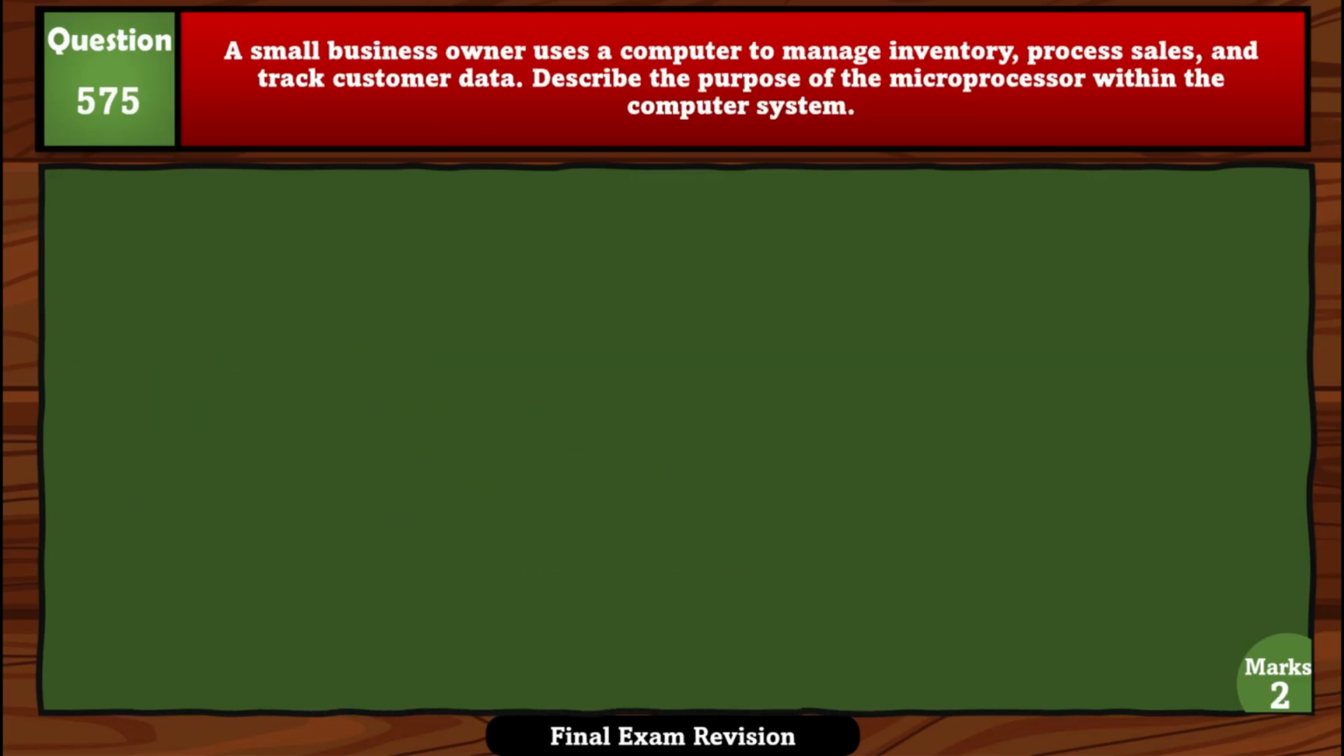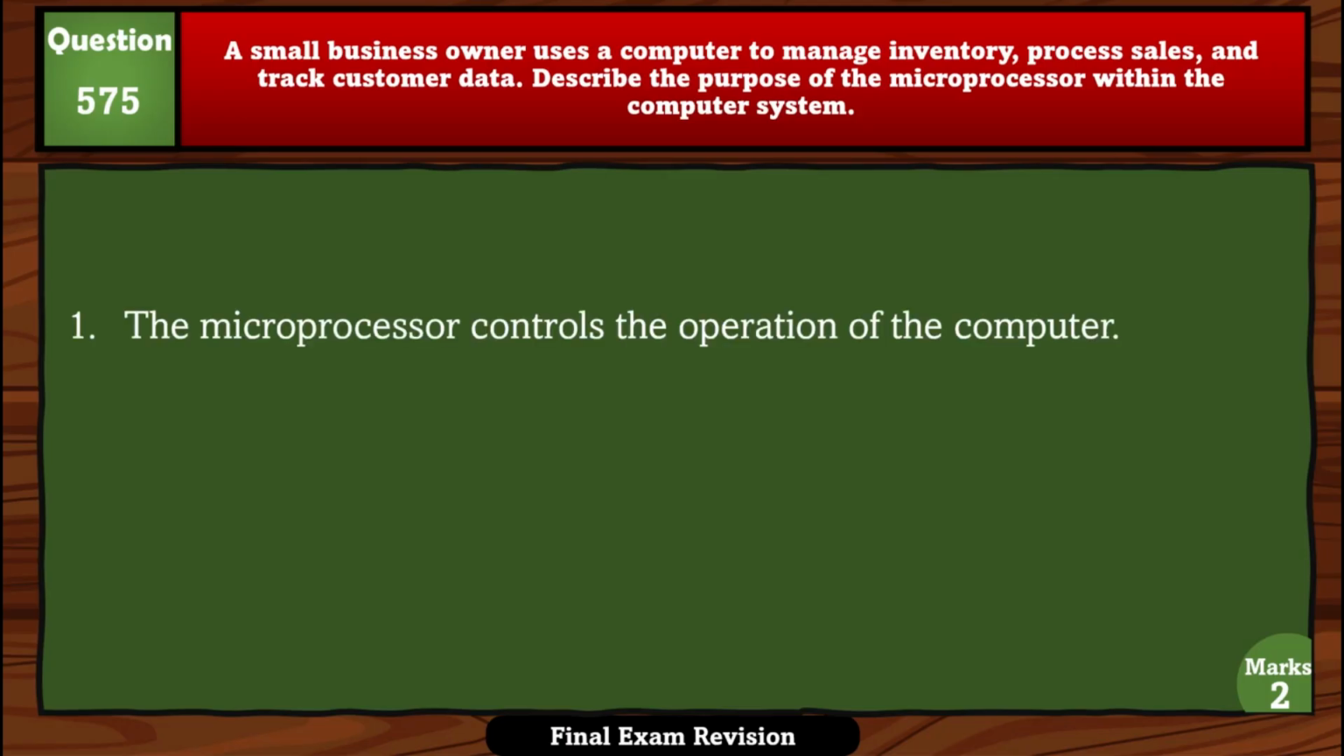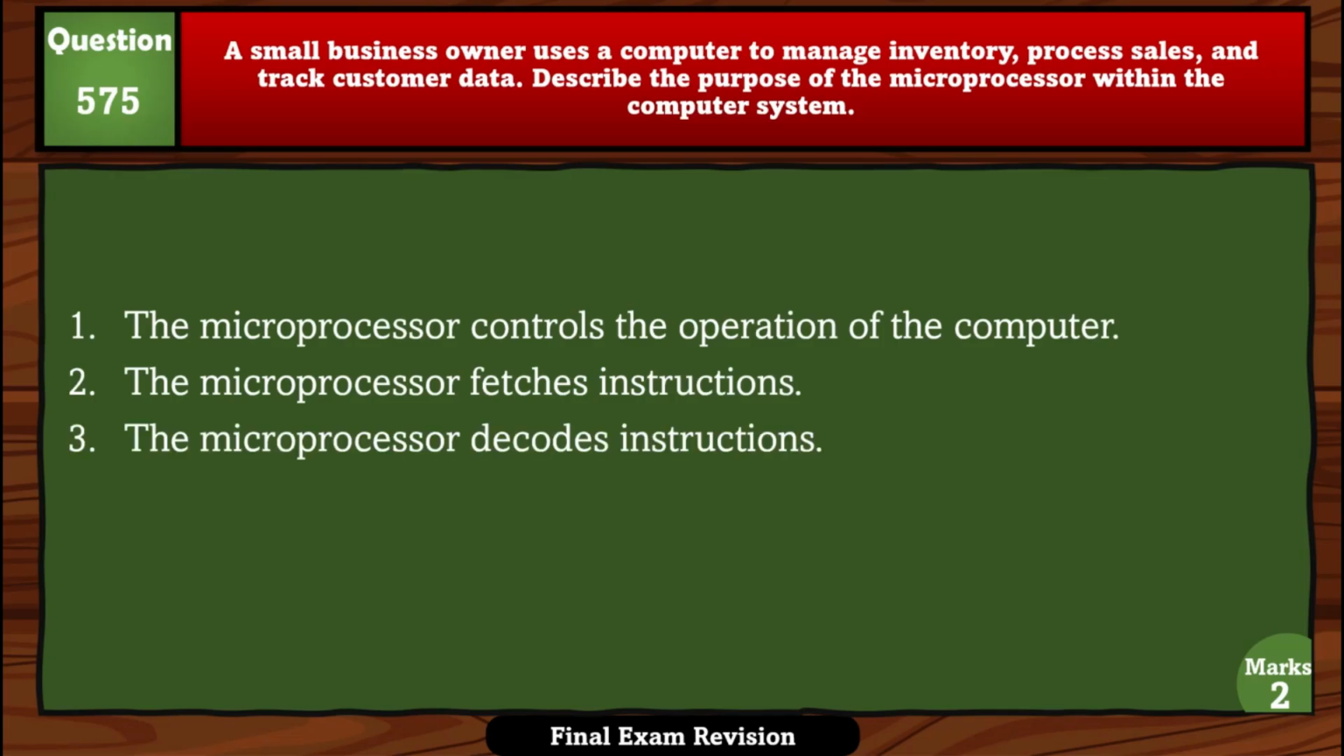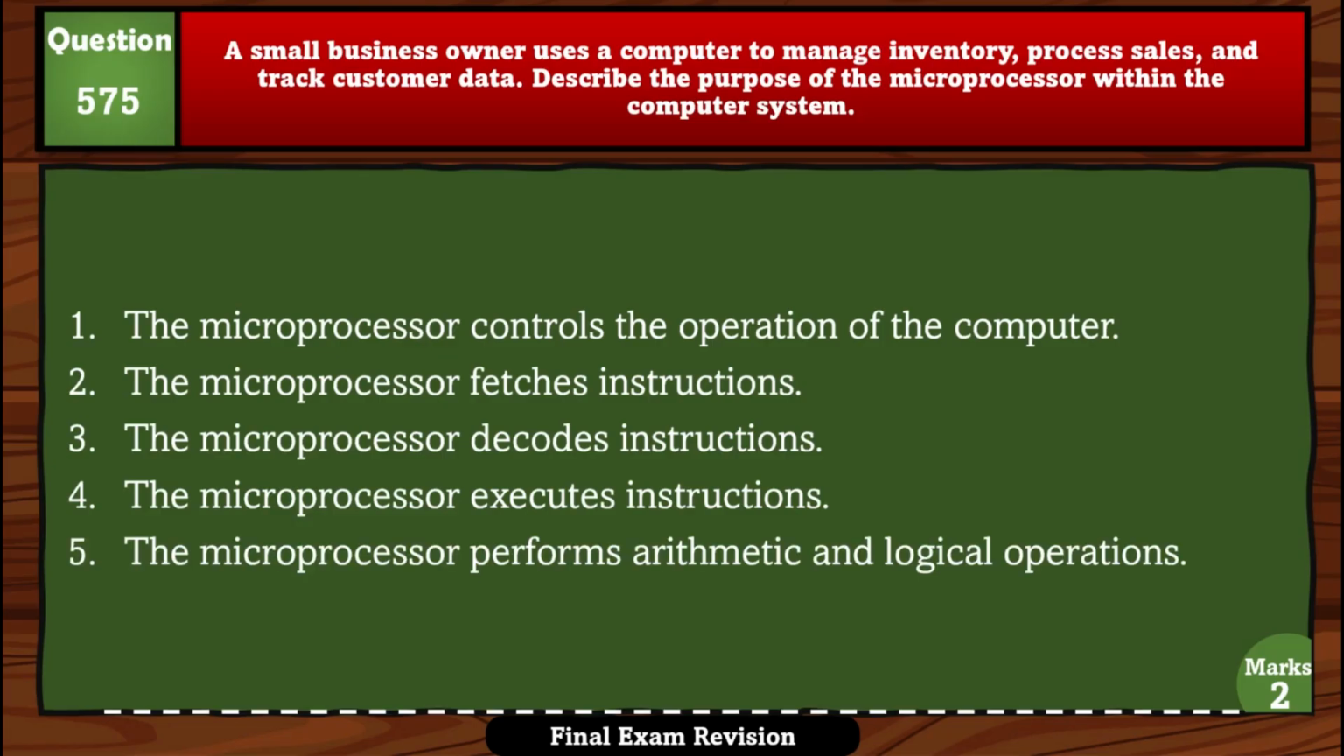Question 575. A small business owner uses a computer system to manage inventory, process sales, and track customers' data. Describe the purpose of the microprocessor within the computer system. The microprocessor controls the operation of the computer. The microprocessor fetches instructions. The microprocessor decodes instructions. The microprocessor executes instructions. The microprocessor performs arithmetic and logical operations.